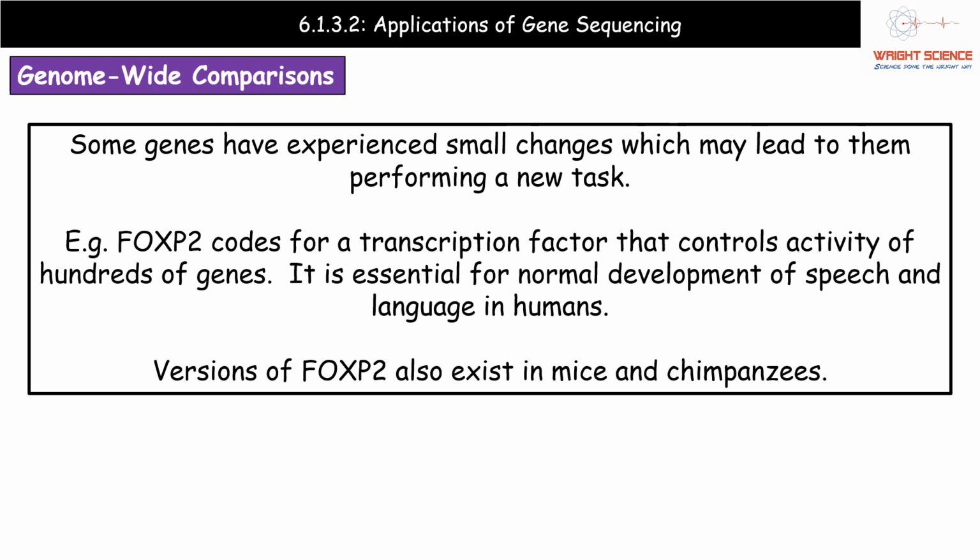Now, FOXP2 isn't unique to humans. There are versions of the FOXP2 gene in mice and chimpanzees. But obviously, mice and chimpanzees are not sitting there chattering away like we do. So what we can do is have a look at the sequence in that FOXP2 gene and then compare it between those different species, and that gives us an idea about those subtle differences leading to what may be interpreted as quite significant differences in the outcome. So we've got this speech and language ability, whereas the mice and chimpanzees don't have that same level.